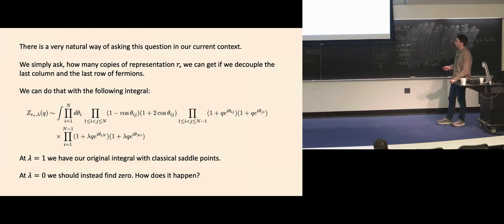So at lambda equals 1, we just have our original integral with the original configurations that we found. But now if we go to lambda equals 0, we should instead find 0 for such an integral, which is not manifest if you just stare at this expression. Naively, you would say that just throwing away this piece does not change the integrand that much. So why do all these saddle points disappear? That's what's curious about this integral.